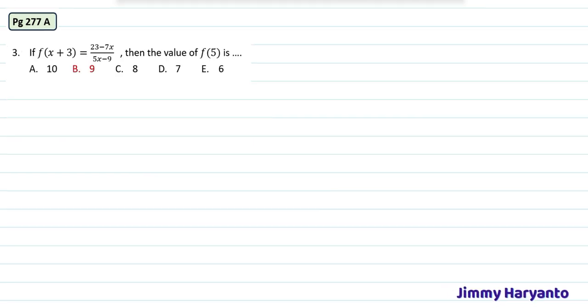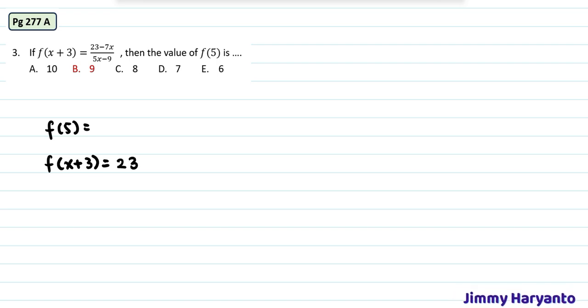You have f(x + 3) equals (23 - 7x) over (5x - 9). The question wants you to find f(5). We already know that when the question says f(5), that means you have to replace the x by 5. Yeah, usually you will do it like this. But the problem is the function is not f(x), but it's f(x + 3). That means you have to do something with the function first. Usually you have to change this f(x + 3) into f(x) first.